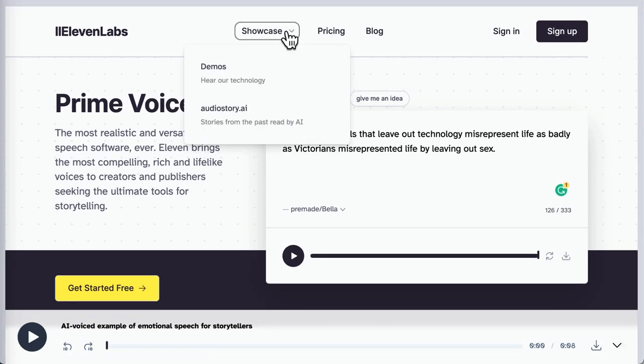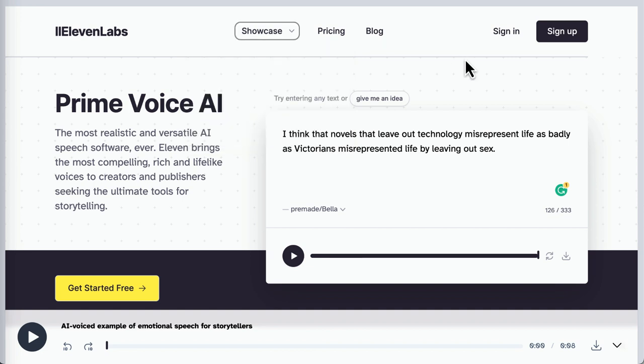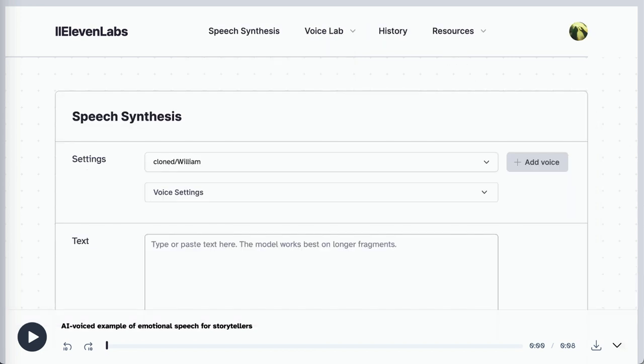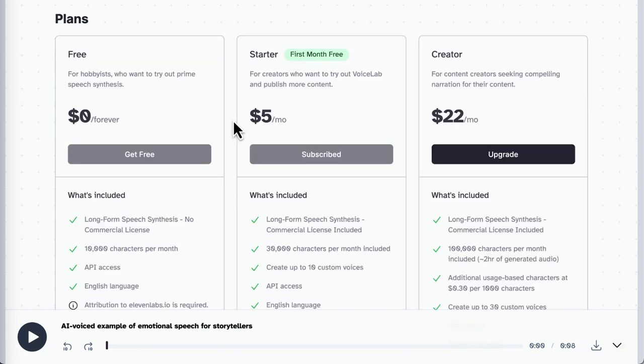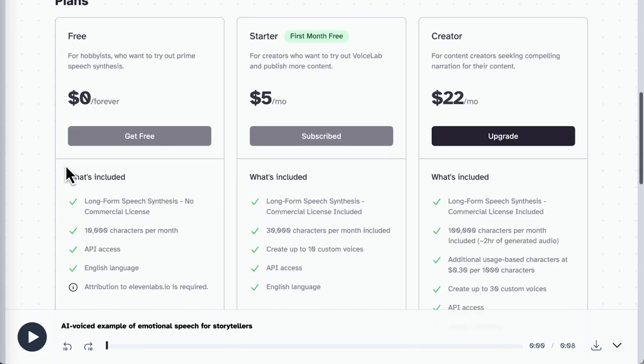These are just some of their voices. And if we just log in, just give me a second. All right, I've just logged into their portal. Let's look at their pricing for now. For the free account, you get to use their platform, but no commercial license use. I think you have to give attribution to them. You'll get 10,000 characters per month.